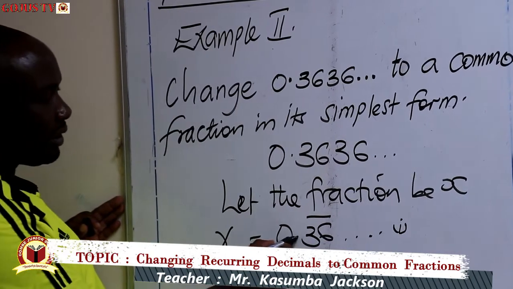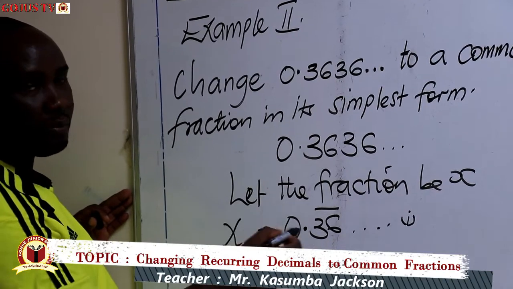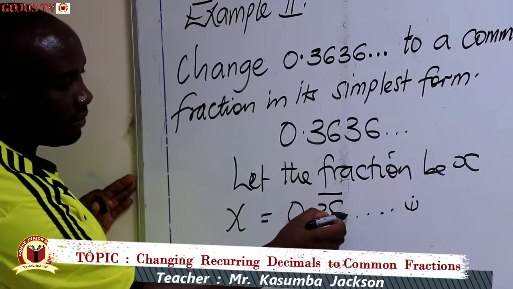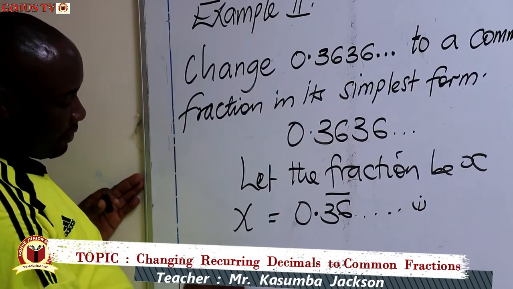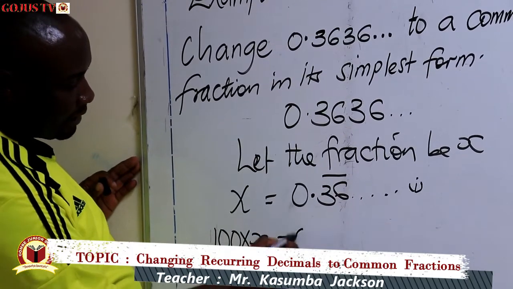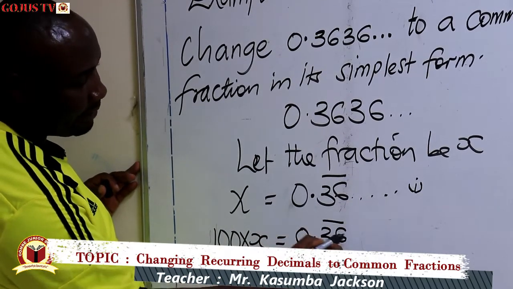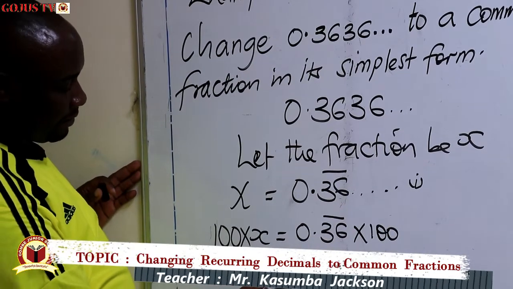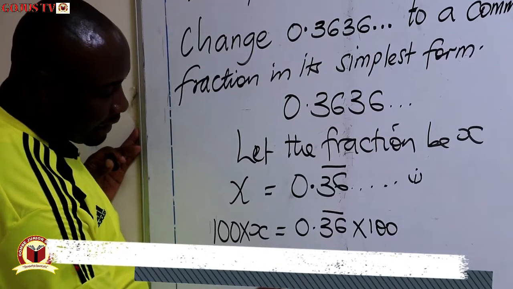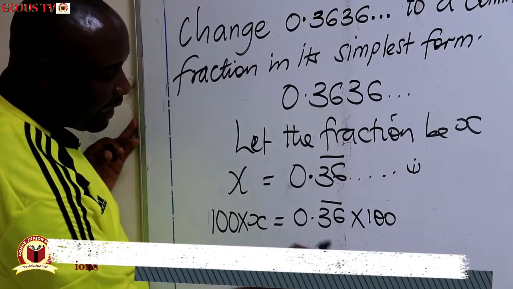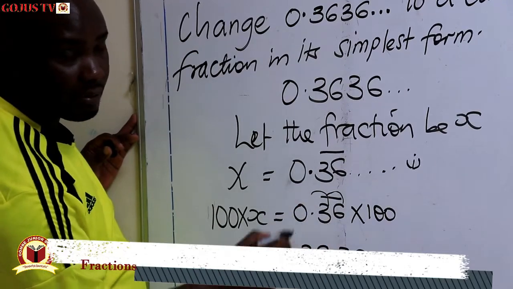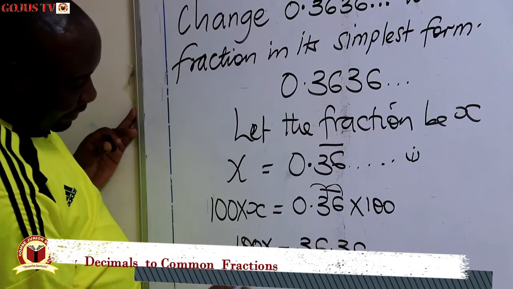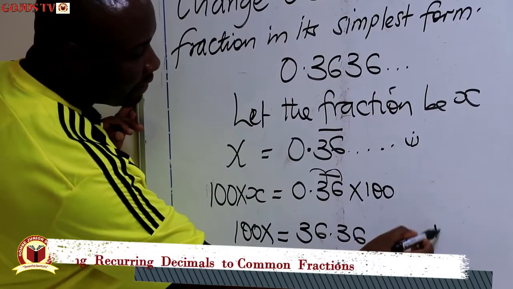And then, in order to move the decimal two places, to separate the recurring decimals, which are 2, you need to multiply by 100 on both sides. 100 times x, and this side is 0.36 recurring times 100. This will give me 100x, which is as good as 36.36 recurring. The decimal point will move two places, and the recurring will continue to be there. This will be a second equation created.